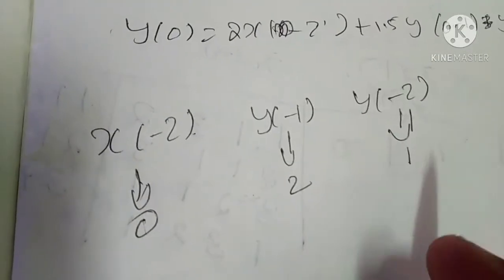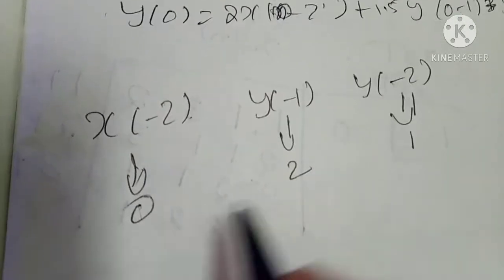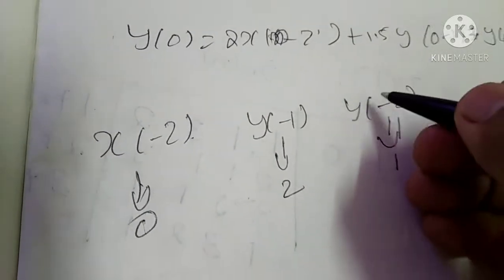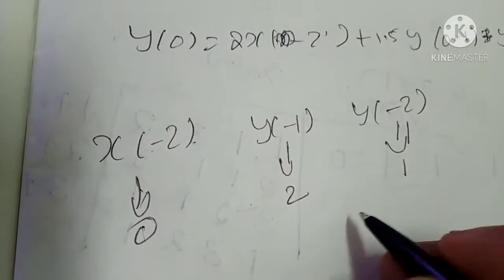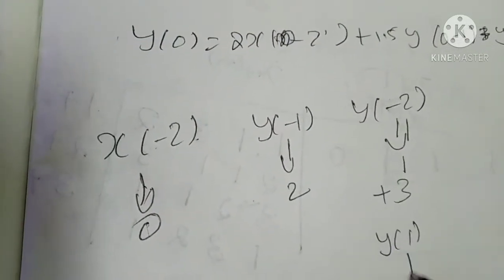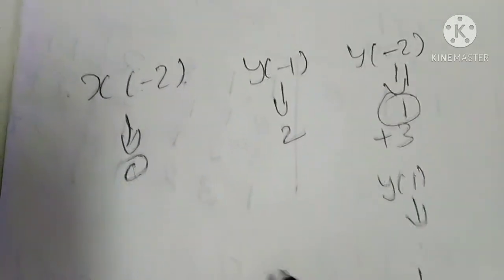Now we will take the values. But here the problem is y of minus 2 is there, and y of minus 2 I cannot take in MATLAB. So let us add 3 to this. What happens? It becomes y of 1. So y of 1 I will take equal to, the value of y of 1 was 1. So I will take y of 1 as 1.